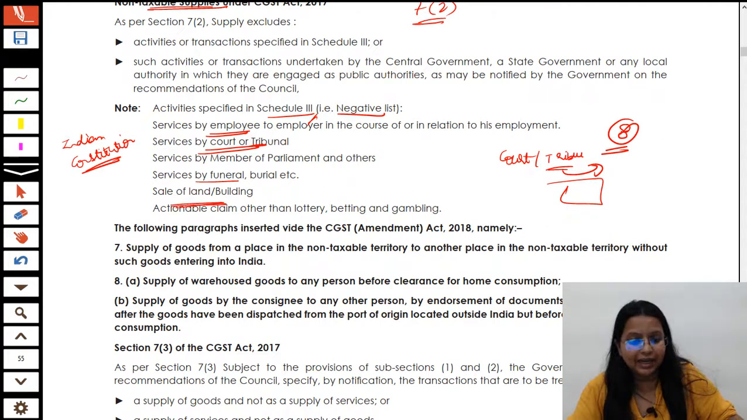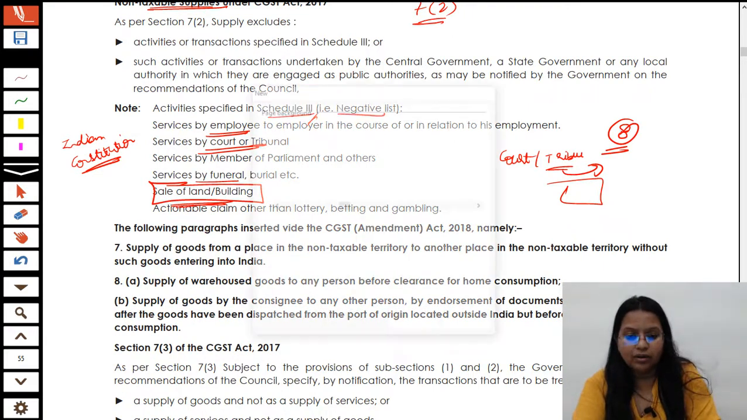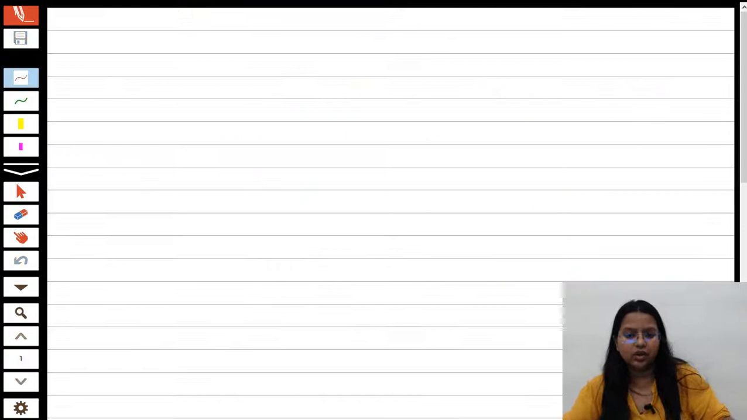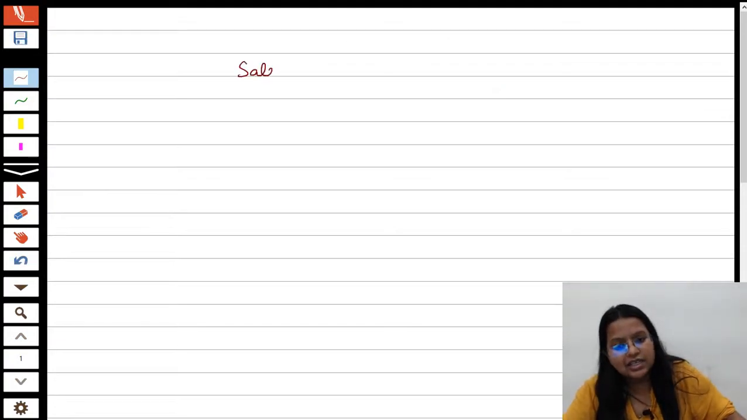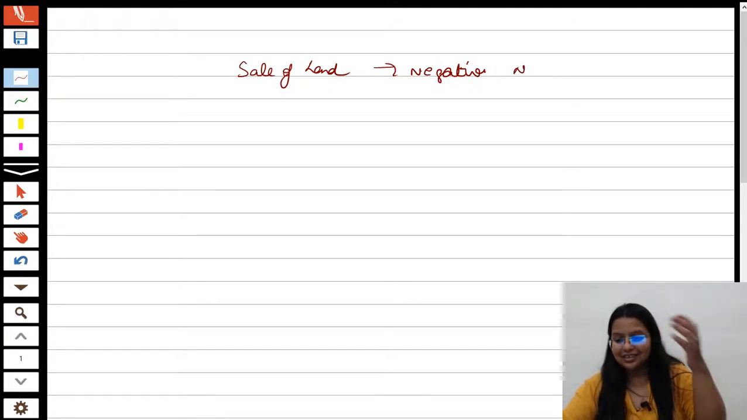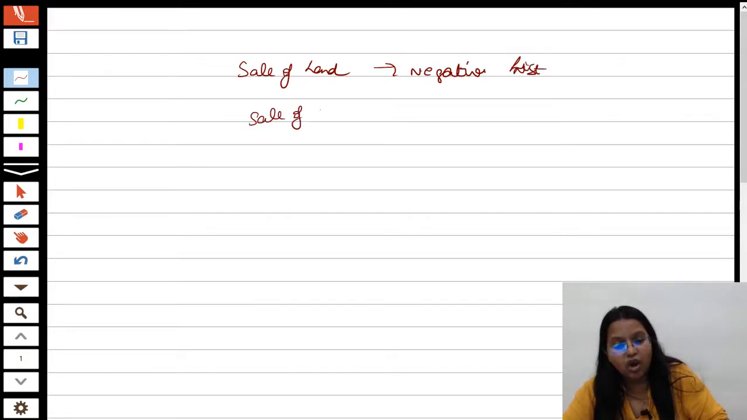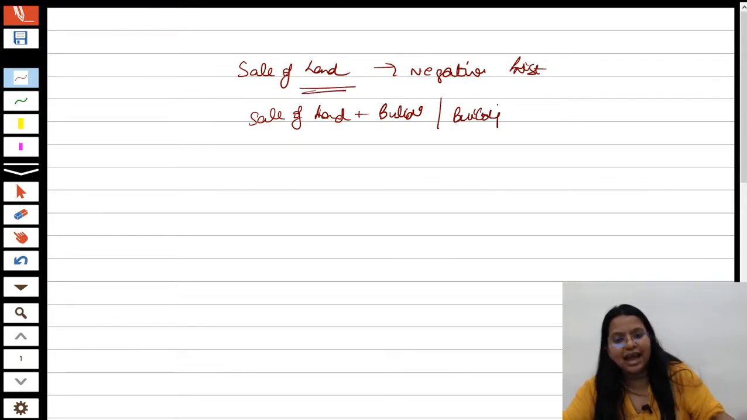Next is sale of land or building. But in case of sale of land or building, understand one thing. First of all, you can elaborate it like this. If it is a case of sale of land, it will be covered under the negative list. But if it is a case of sale of land plus building, or building, only sale of land has been covered in the negative list.